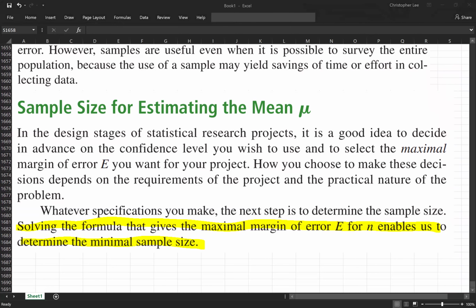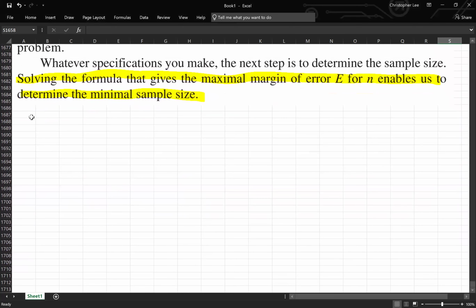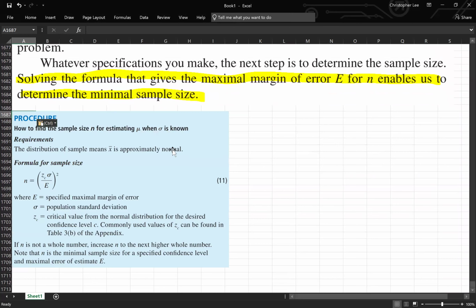Say we're about to run an experiment, and I just say how confident I want to be in finding my parameter. I can actually reverse engineer the formula so that I can determine how large of a sample I need to get that level of confidence in my answer. This is real dope right here. So check this out. This too is on your formula sheet as well.